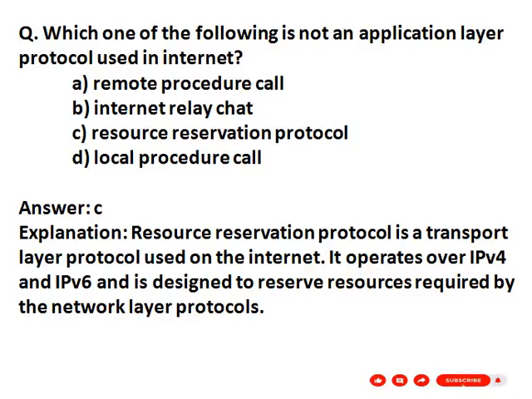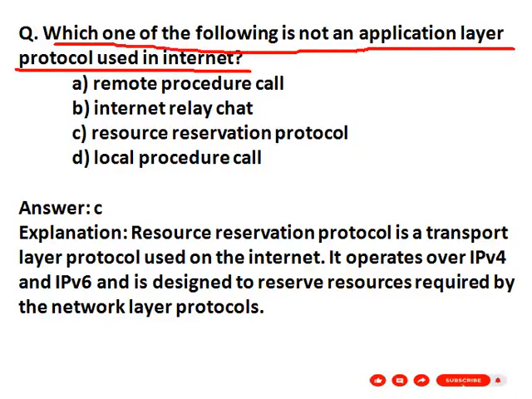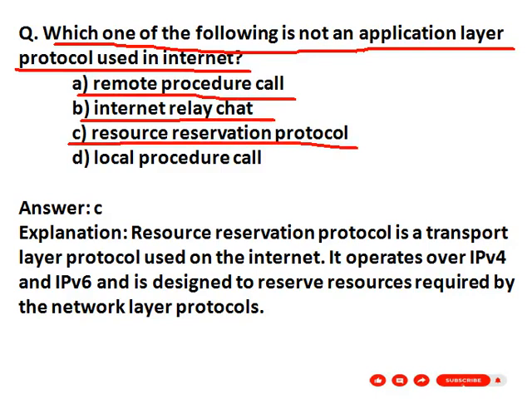Our first question is, which one of the following is not an application layer protocol used in Internet? Given options are option A, remote procedure call, B, Internet relay search, C, resource reservation protocol, D, local procedure call. The correct answer is option C, resource reservation protocol.